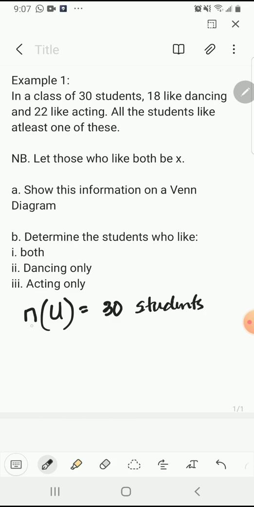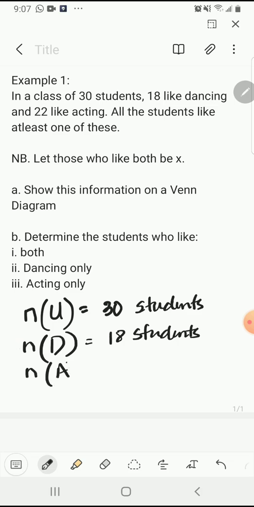All right, so we're calling the set of students who like dancing set D. So therefore, the number of elements in set D would be those who like dancing, and that is 18 students. Likewise, we're calling those who like acting set A. So number of elements in set A would be 22 students.